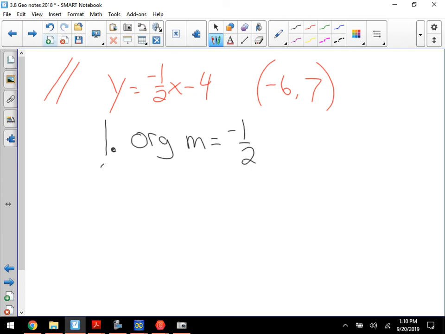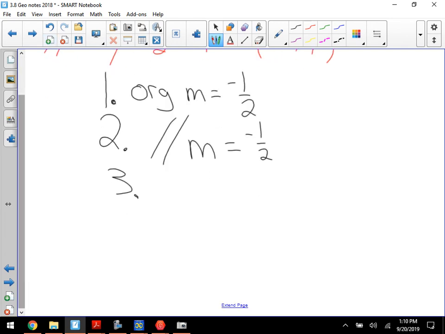Okay. Step 2, is this a parallel or a perpendicular problem? It's parallel because it says parallel. What's parallel to -1/2? -1/2. Okay? So it's going to be the same slope. Lastly, we have our point slope form. And our ordered pair, I forgot, was it -6? Yeah, -6 and 7. And our slope that we're using is -1/2.